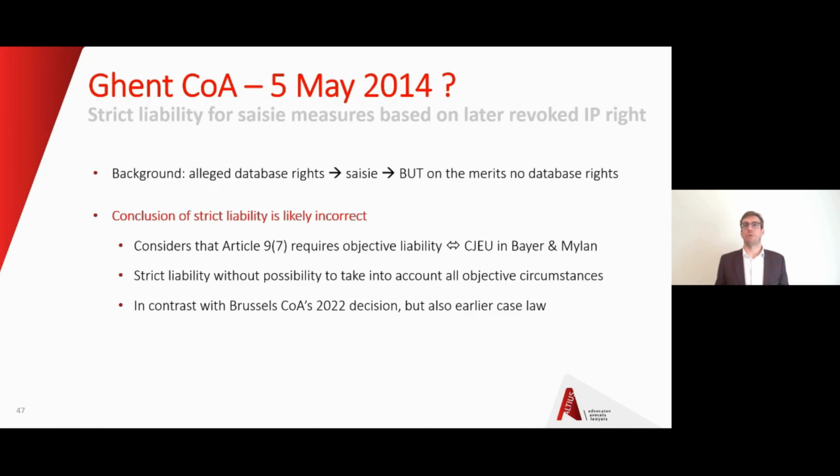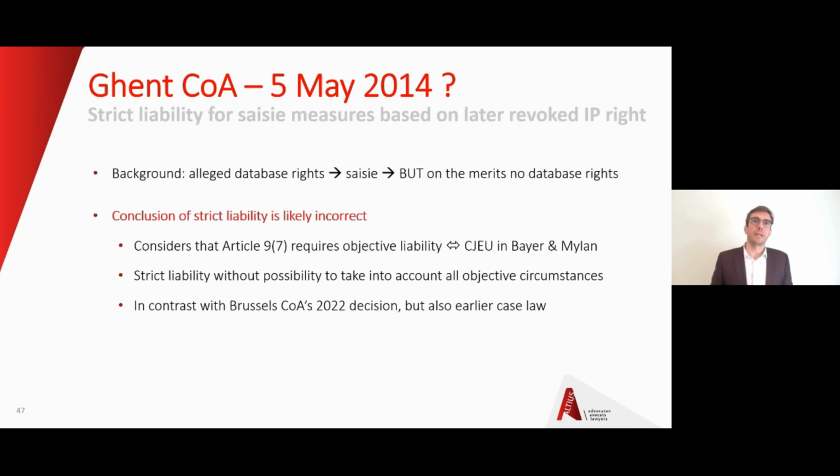Now, we've seen already that that is not the case because the CJEU has stated, after, of course, the Ghent Court of Appeal's decision, that member states are free to choose between fault liability and strict liability, but this does not impose a strict liability regime, which was nonetheless the conclusion of the Ghent Court of Appeal. That's already, for me, the main reason why the Ghent Court of Appeal's decision is probably incorrect.